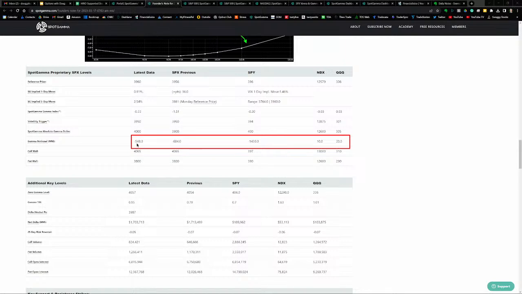For the S&P 500, these levels are still negative, but less negative than yesterday. Yesterday, SPX gamma notional was minus 699, and it has become less negative today at minus 548. Yesterday, SPY gamma notional was minus 2440, which is quite negative, and it is minus 1430 today. And yesterday, QQQ gamma notional was minus 276, and today it has shifted slightly positive at 20.